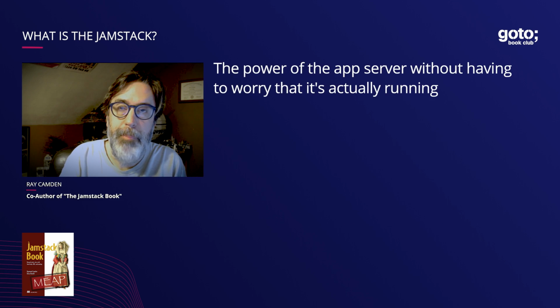So for me, the Jamstack, it's all about having the power and the flexibility of a traditional app server, but having the simplicity of a mostly static production build. So most of my website is static and just flat files, as it should be, because most of the website, or at least good portions of a website, can be static. It doesn't have to be drawn from a database because the content's not changing. And the parts that do need to be dynamic, they are dynamic with JavaScript. They are dynamic at build time. It's kind of the power of the app server without having to worry that it's actually running.